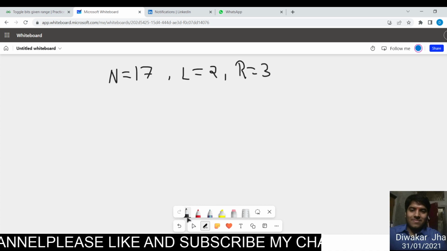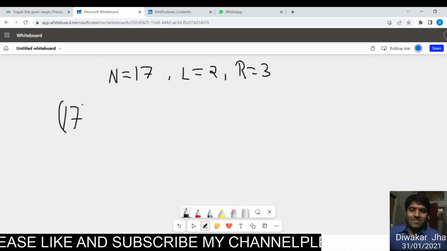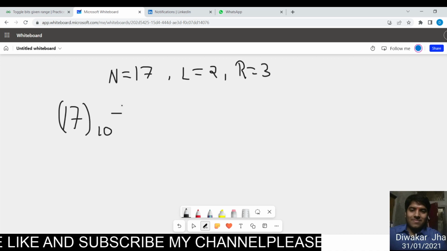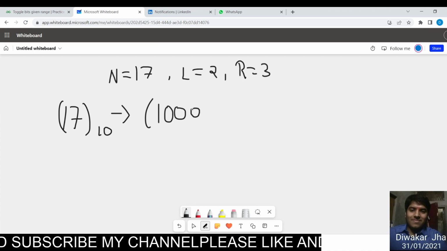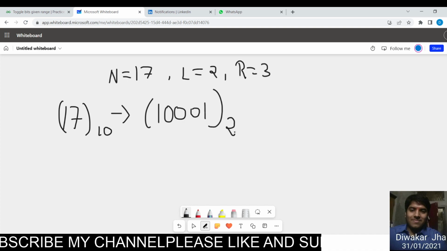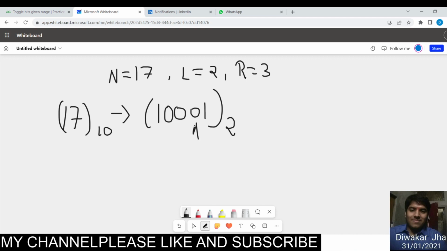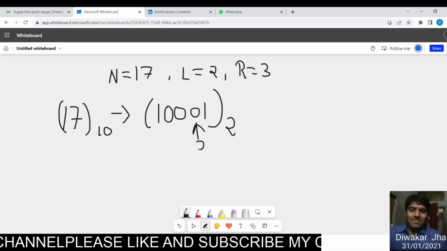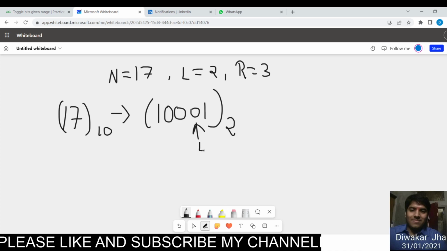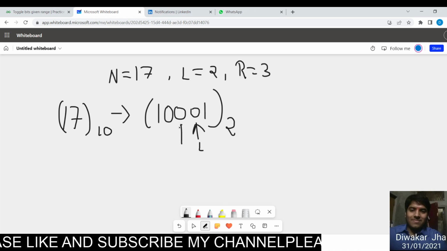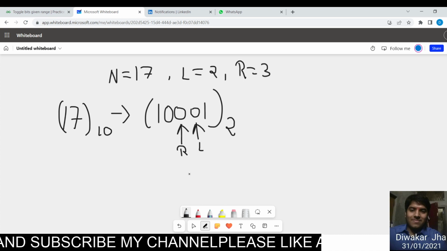Now, the binary representation of 17 is 1 0 0 0 1. L is 2 and R is 3, and these are the bit positions we are concerned with. I hope you all have understood this very well.